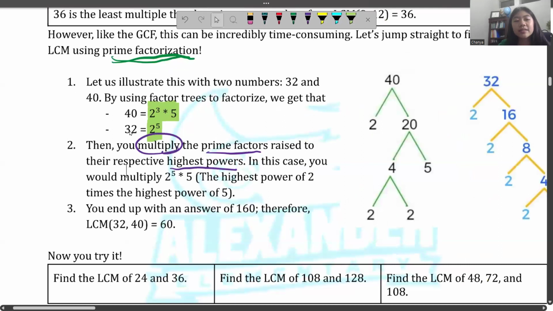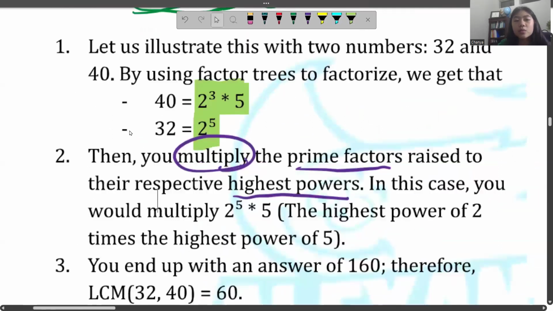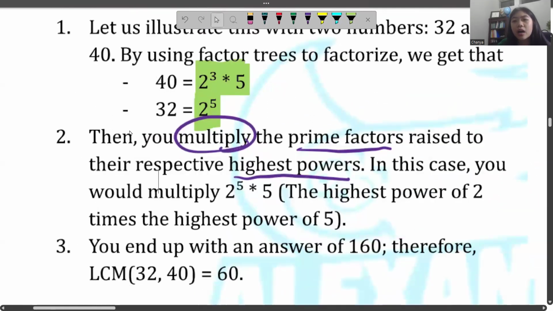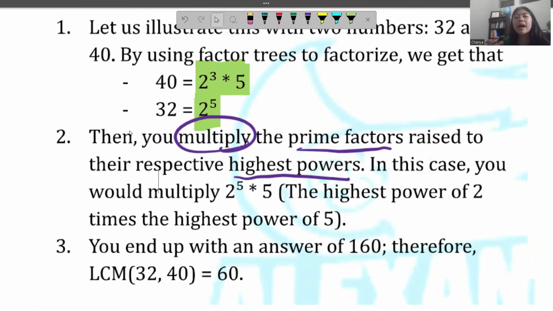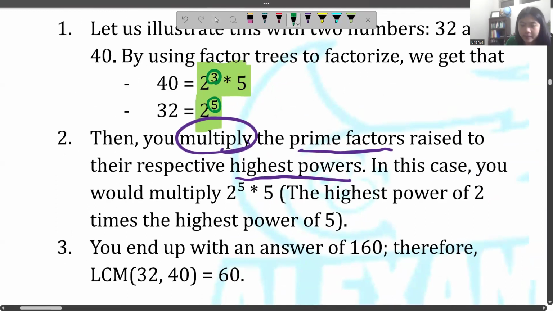So in this case, let's take 40 and 32. You see both have a prime factor of 2. Well, what's the highest power of 2 there is, right? Well, you have 2 to the power of 3, and you also have 2 to the power of 5. The highest power would be 2 to the power of 5.